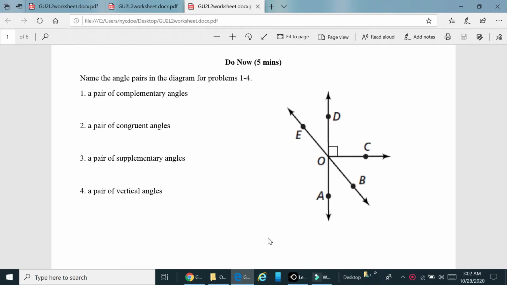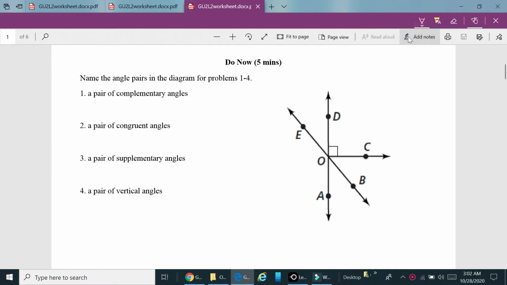Do now in today's lesson. So I'm going to try and redo it and see if I can explain it. Hopefully, you have more clarity. All right, so let me activate my pen here.